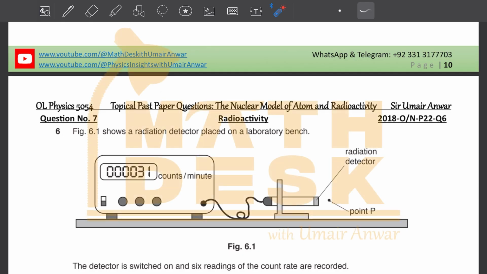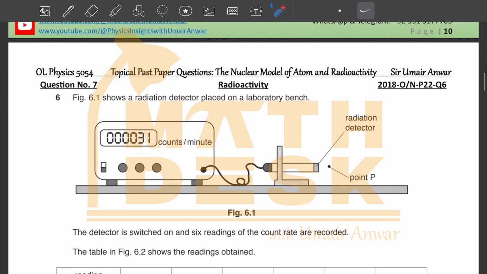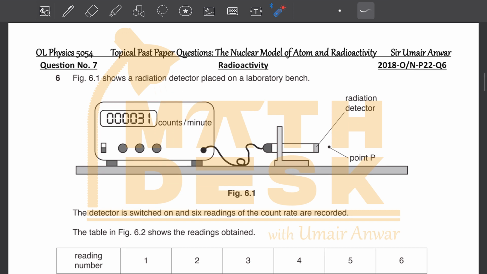Welcome to this tutorial. I'm solving question number 6 of paper 2 October-November 2018. The topic of this question is radioactivity. The question says figure 6.1 shows a radiation detector placed on a laboratory bench. So we can see that there is a radiation detector over here which is connected to a rate meter which is showing the counts per minute of the radiation.